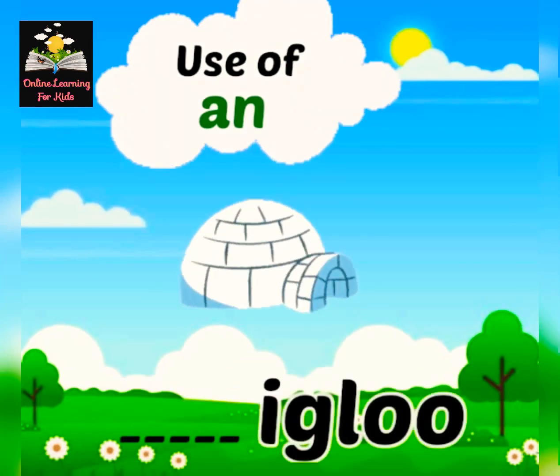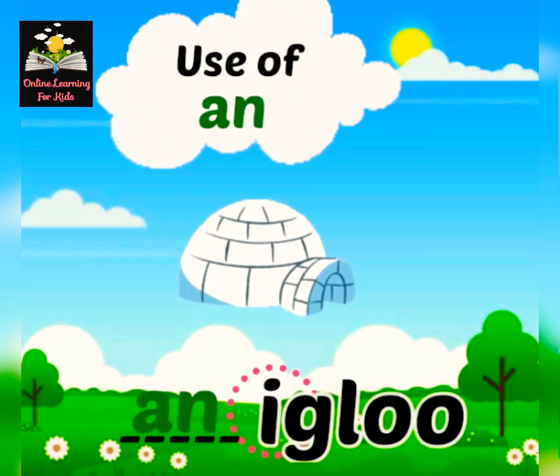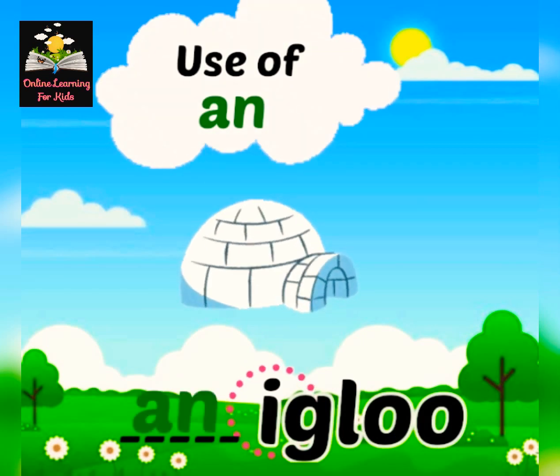This is the picture of an igloo. The word igloo starts with letter I, and letter I is a vowel letter, so we write an. Now you know where we use a and an.